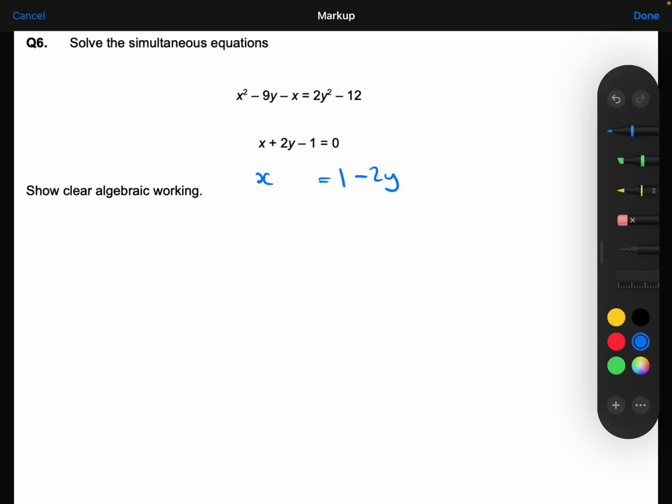So I know that x can be replaced with 1 minus 2y. So I'm going to substitute that 1 minus 2y here and here. So 1 minus 2y squared, minus the 9y, then minus the x, which I'm replacing with 1 minus 2y. And on the right-hand side, we've just got the 2y squared minus 12.